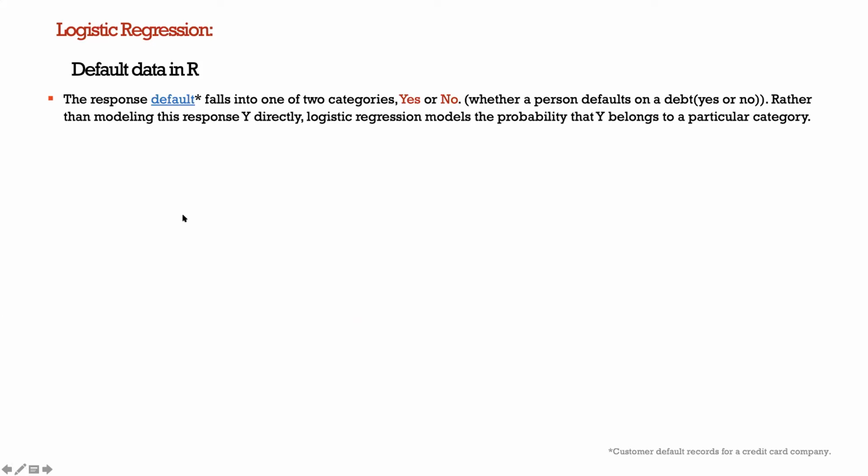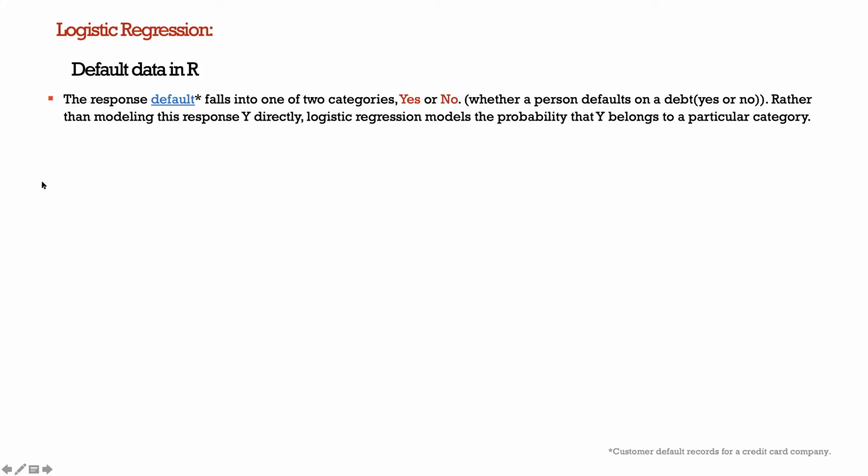So to explain it in more detail, we are going to use the Default data in R, and it is also explained in the ISLR book. And the response in here falls into one of two categories. It's going to be yes or no. So what is that? Whether a person defaults on a debt or not, okay?